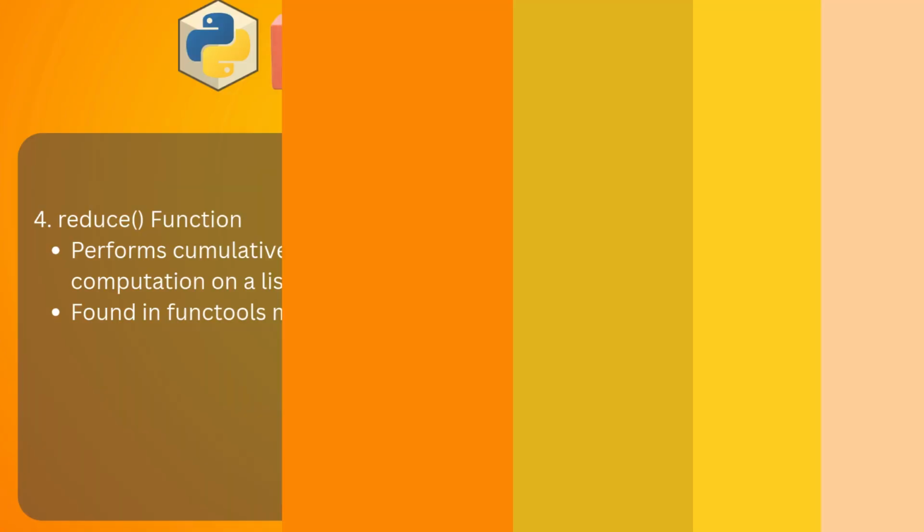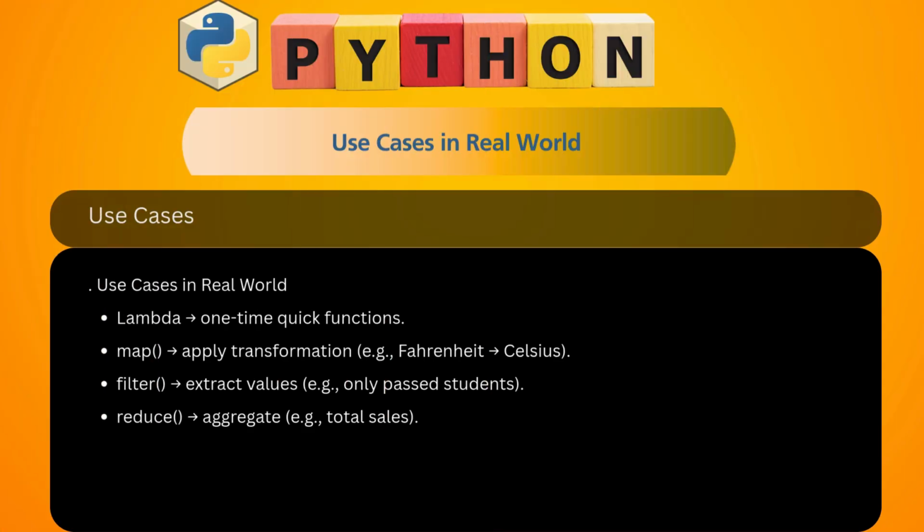It will be displayed. Now we will see the use cases in real world. Lambda: one-time quick functions. Map: apply transformations, for example Fahrenheit to Celsius. Filter: extract values only, for example pass students can be filtered. Then reduce: aggregate, that is total sales. Cumulative total will be displayed.